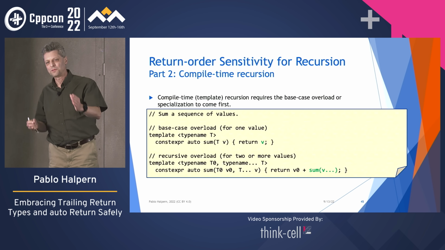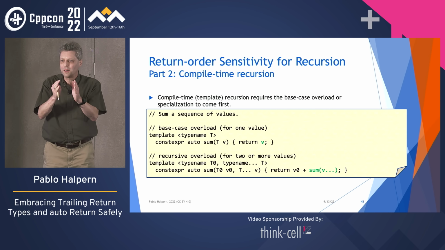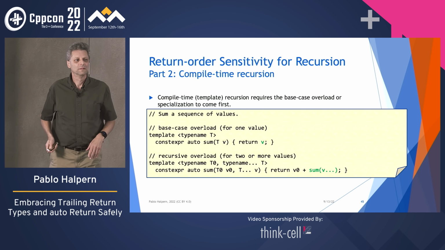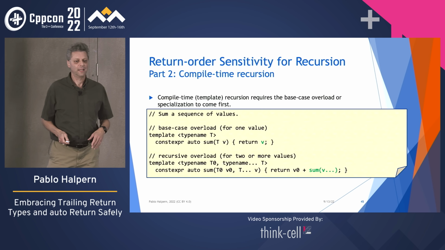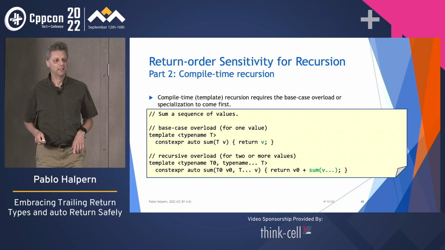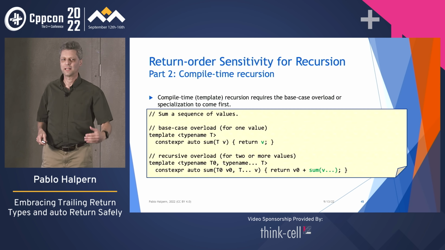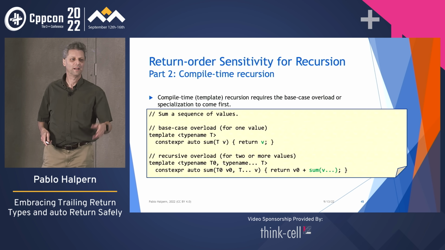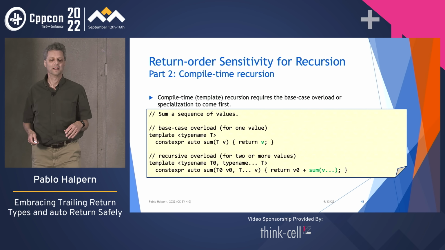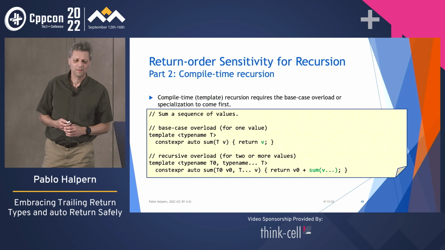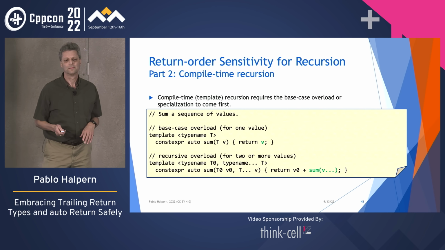Each one of these sums has one call to sum with one fewer argument. So it's a different template instantiation. But the principle is the same. The first overload has to be seen before the second one is parsed. Otherwise, you get the error that it doesn't know the return type. Or you might get an infinite recursion. I'm not sure in this case. No, you get that it can't deduce it.